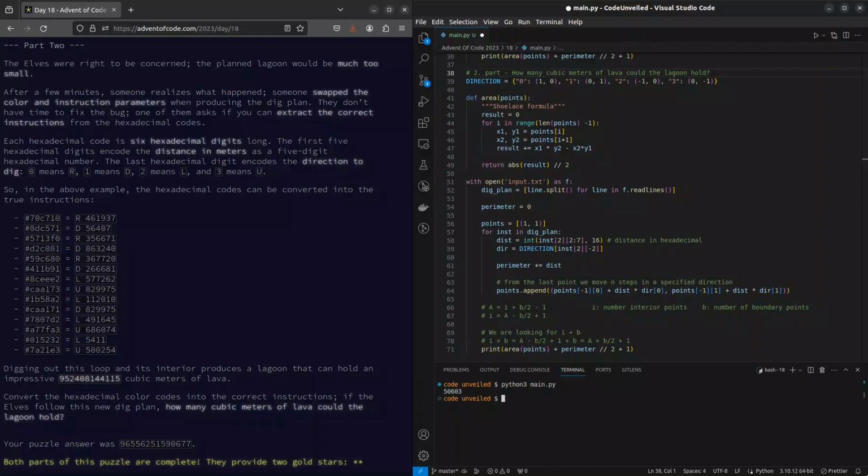In the second part, we are solving the same problem, but the lagoon is much larger. The color is 6 hexadecimal digits long. The first 5 hexadecimal digits encode the distance in meters as a 5-digit hexadecimal number. The last hexadecimal digit encodes the direction to dig. 0 means right, 1 means down, 2 means left, and 3 means up. The code is basically identical to the code from the first part.